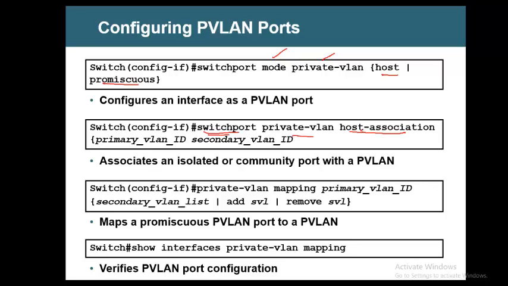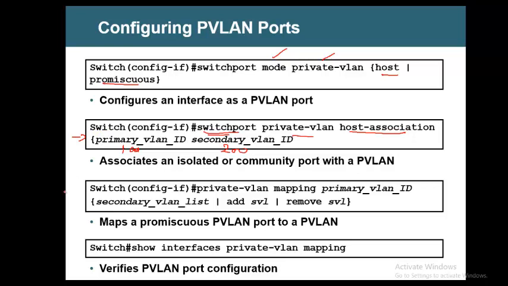First you say the primary VLAN number. What is the number? 100, followed by 200 if it is isolated. If it is community, you will say 201. Got it? So this command is going to be on the host ports, the secondary ports, isolated and community ports.